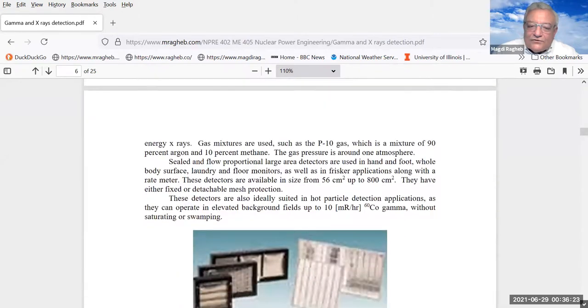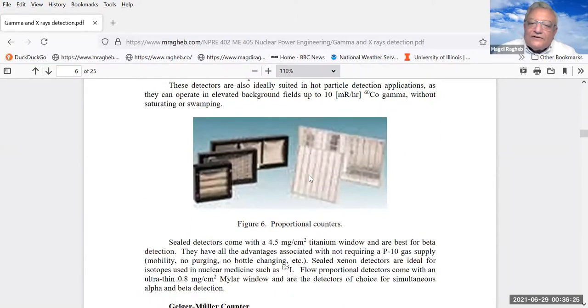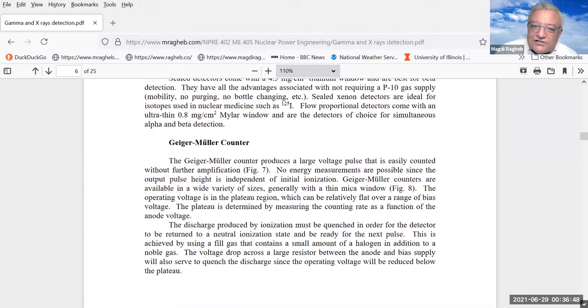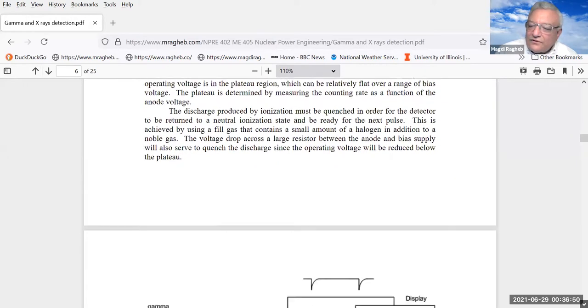Proportional counters are used in many places. You find that they take the shape of almost like a plate. And when any trucks or trains are coming into a nuclear facility like nuclear power plants, they go in between two plates. They're inconspicuous. The truck drivers don't know what's going on there, but those proportional counters measure if there is any radiation coming in or leaving the plant.